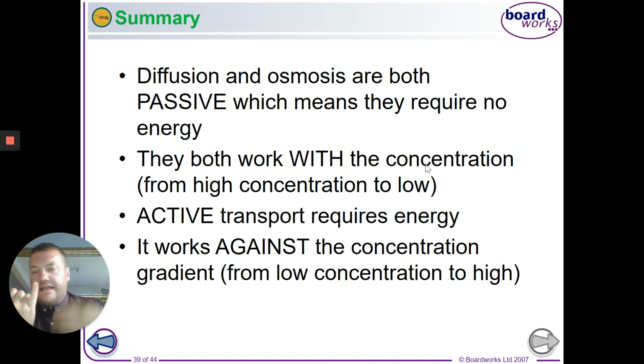One, it will work against the concentration gradient for you. It will take things from where there's not very many of them, and it will concentrate them all in one area where you really want them. That's called working against or up the concentration gradient. But in order to do that, it's an active process, and therefore it requires energy.